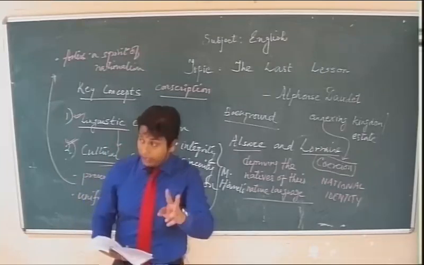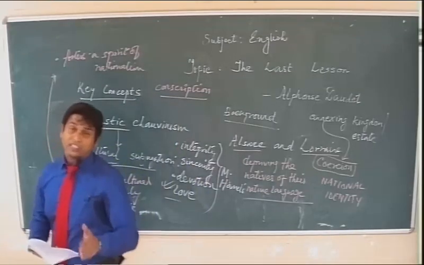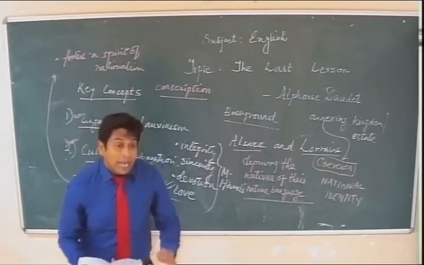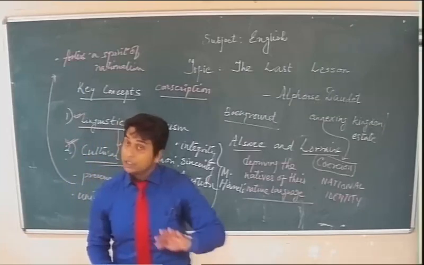Now, this is quite symbolic. It marks the end of the lesson. The Prussians coming, which means the Germans have taken over, and the next day onwards, French lesson will stop forever.